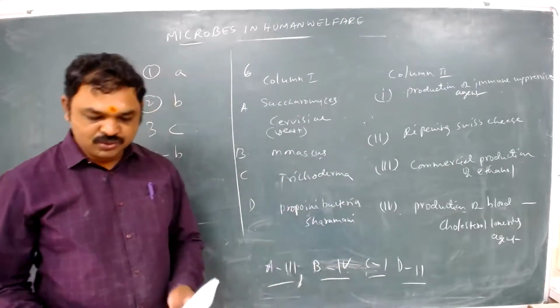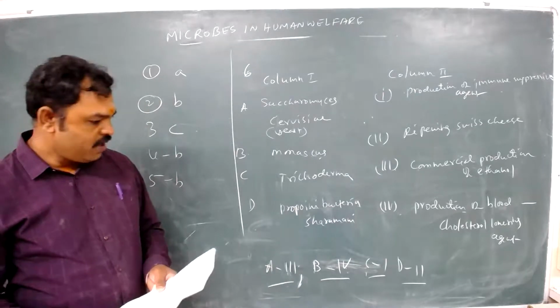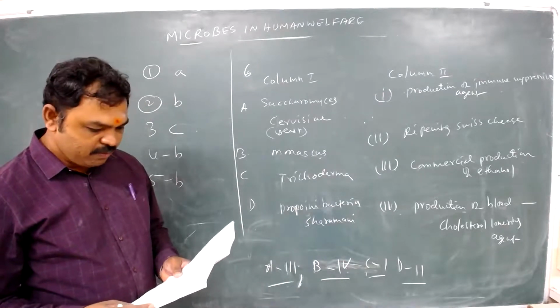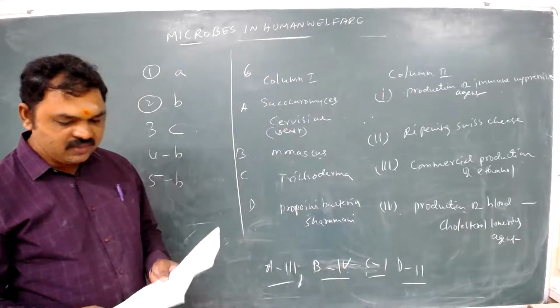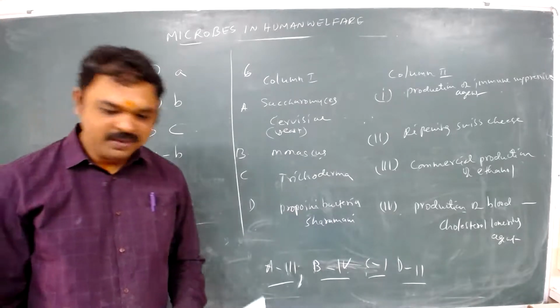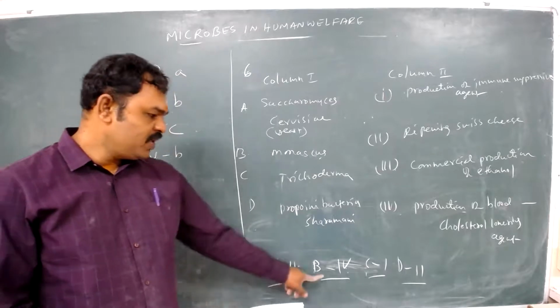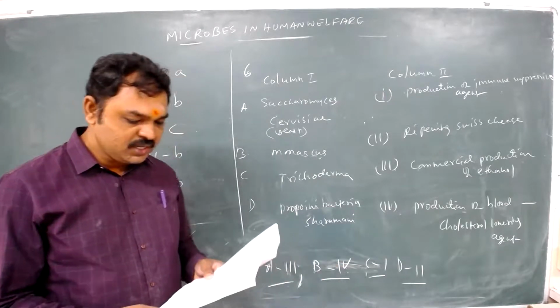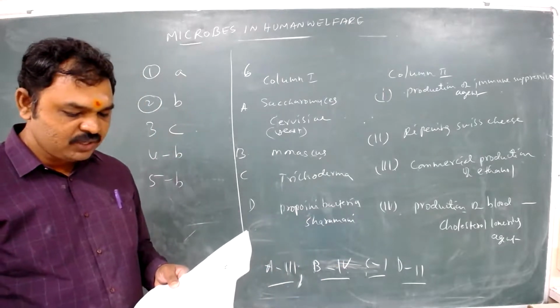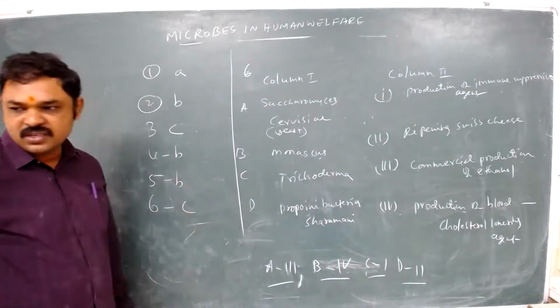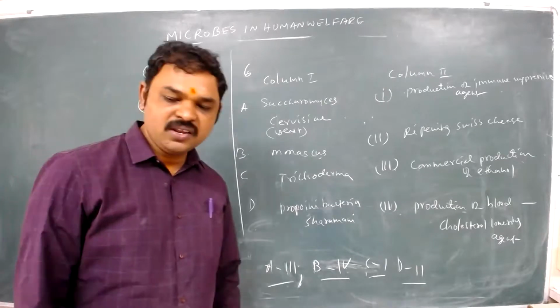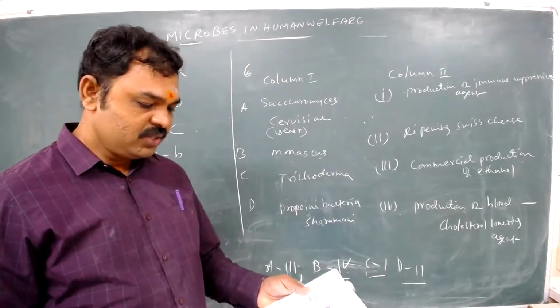A3, B4, C1, D2. Which option is it? Option C. A is 3, B is 4, C is 1, D is 2, so option C. So the sixth answer is C.